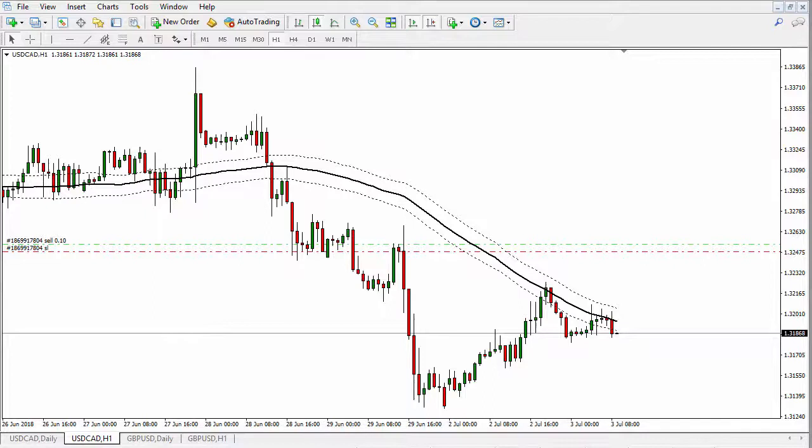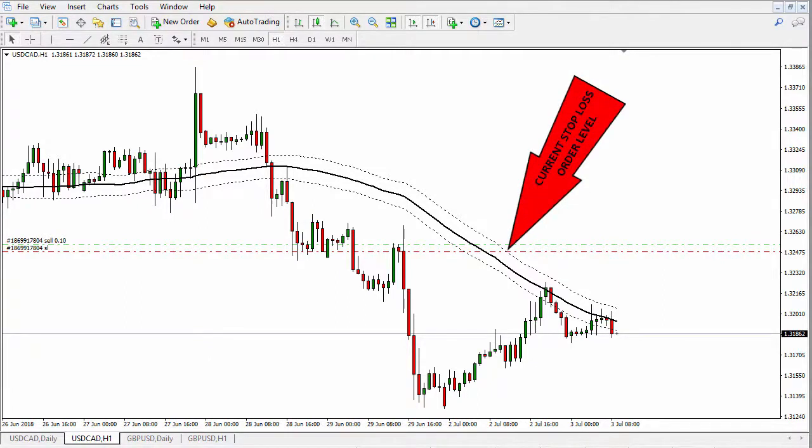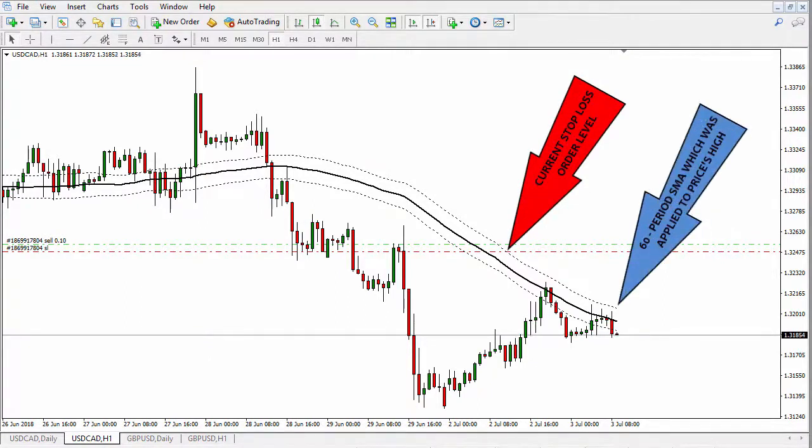After stepping away from my trading terminal for a couple of hours, it looks like price decided to continue moving in favor of the short counter-trend trading position. And as you can see on the screen, this counter-trend trading position's current stop-loss order is lagging behind the 60-period simple moving average, which was applied to prices high on this currency pair's 1-hour time frame.